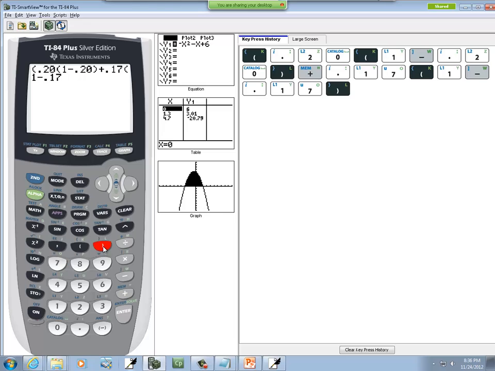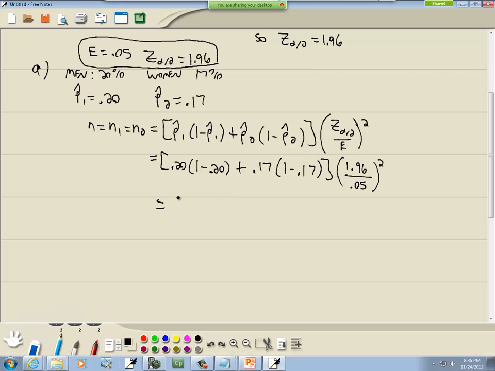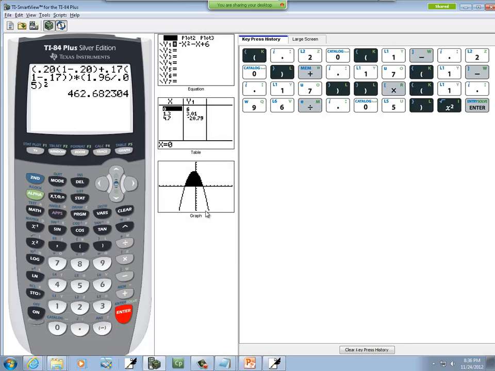See, closing parentheses and a 1 minus 0.17, closing parentheses and all that, times beginning parentheses 1.96 divided by 0.05, close parentheses squared. And we get 463. You always round up. No matter what the decimal is, if you got any decimal, you round up. And that's our N, N1, and N2. Now, let me double check that. Parentheses wise, yeah, it looks right.